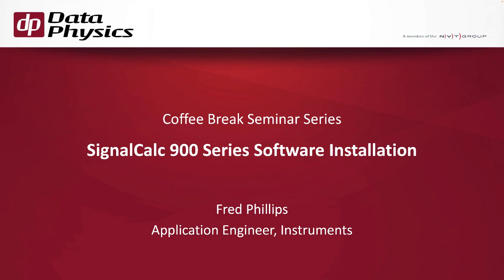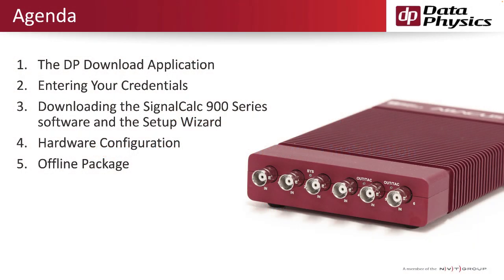Today we're going to be covering downloading and installing the SignalCalc 900 series software. The agenda today will cover the DP download application, entering your customer credentials, downloading the SignalCalc 900 series software and the setup wizard, and configuring the hardware. Additionally, we'll cover how to install the software on a computer that's not connected to the internet.